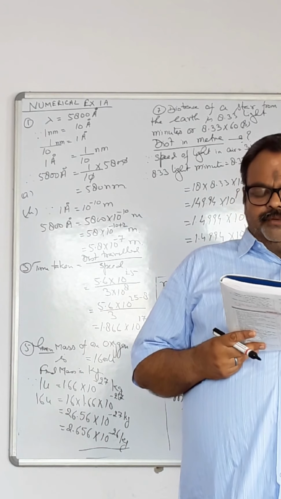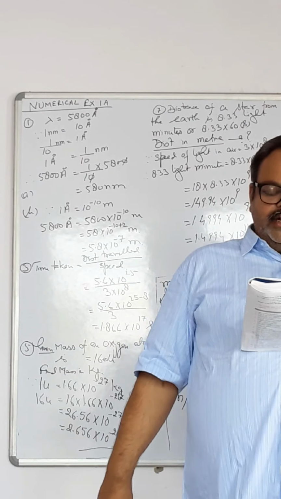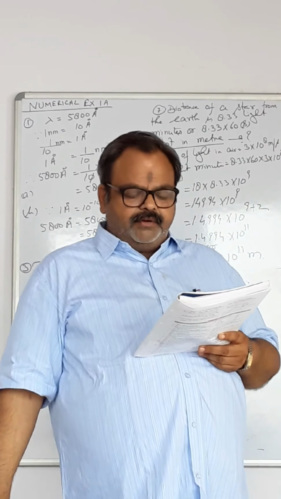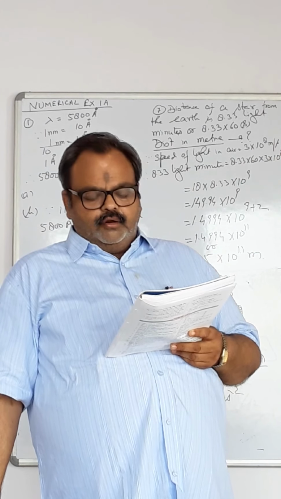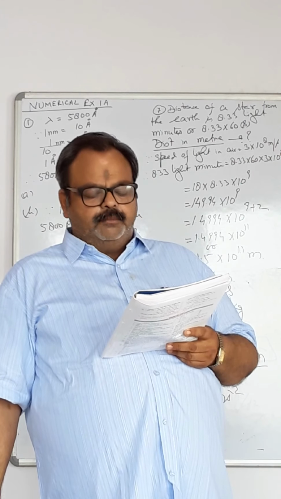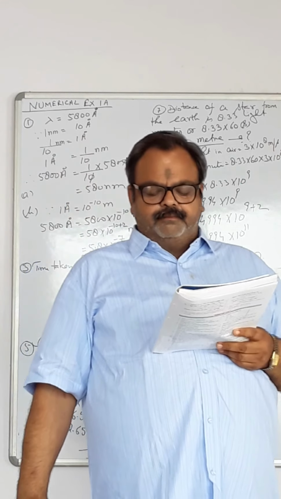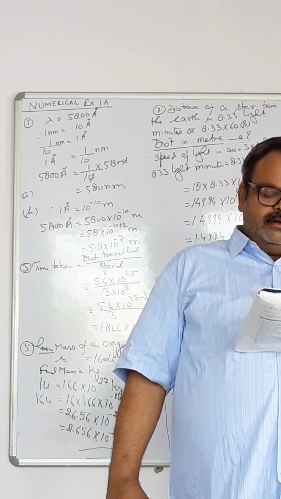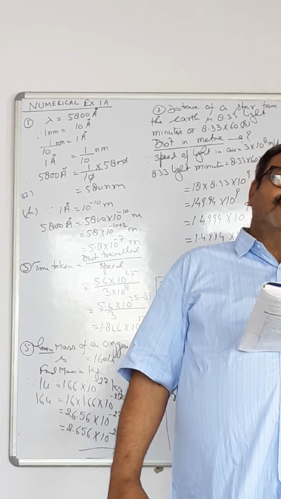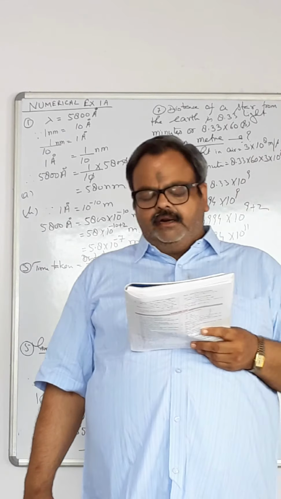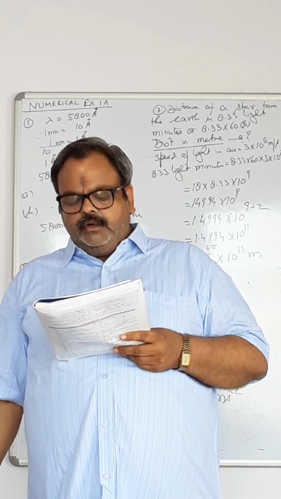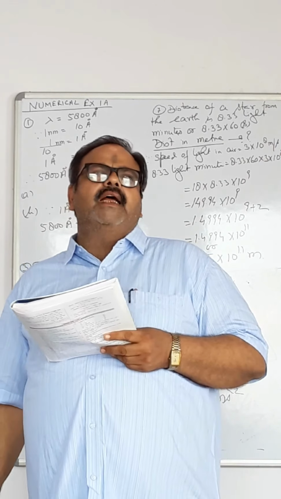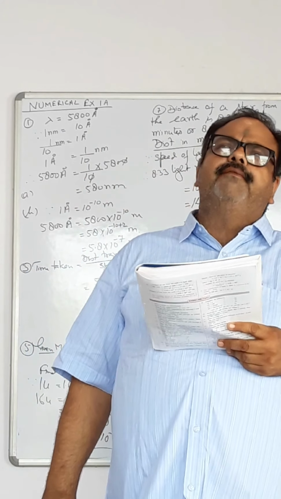Giga is 10 raised to power 9. When a prefix is used, the prefix symbol is combined before the unit symbol. For example, kilometer cube means 10 raised to the power 3, all raised to power 3, that is the cube. It does not mean 10 raised to power 3 into meter cube. So these are a few guidelines to be noted when we write the unit.